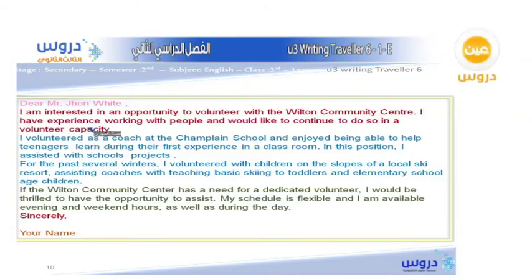Now, if you can remember, Hassa, the three paragraphs, the first one and the second one and the third one. So I need to ask you, what do we call the first sentence? This one. Well done. Excellent. Greeting. And the second one, this sentence that ends with the word capacity.